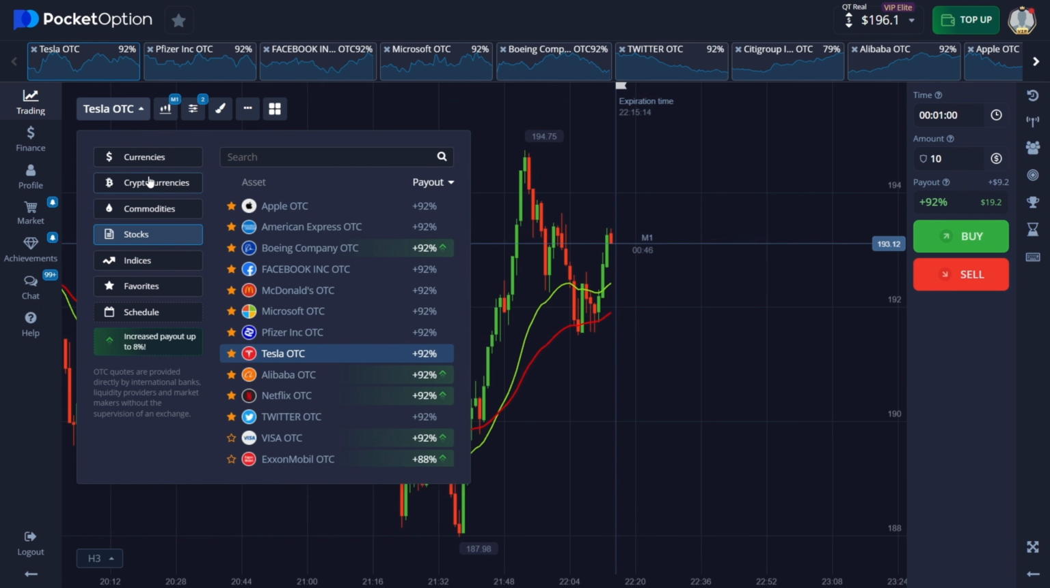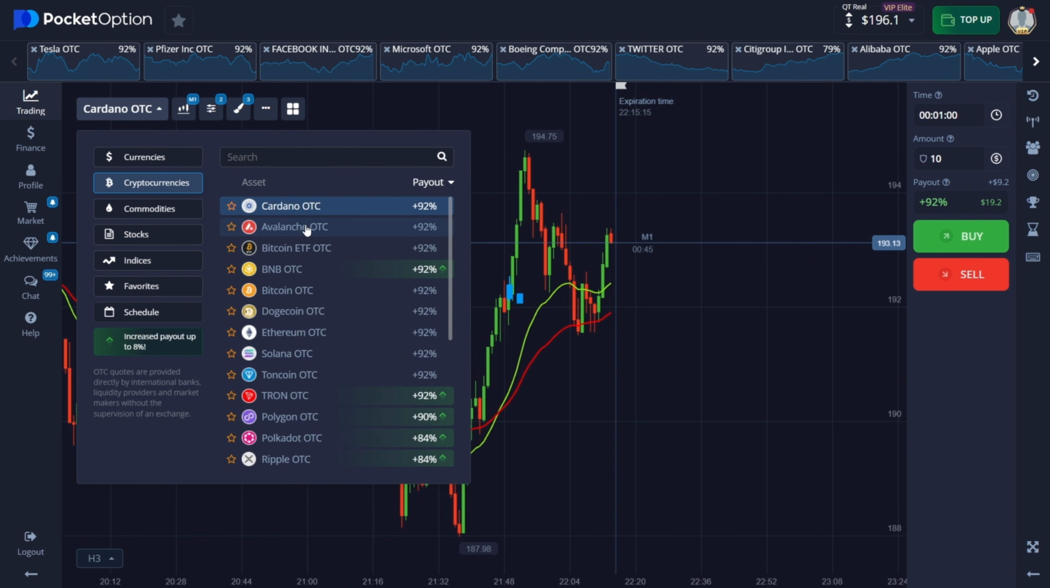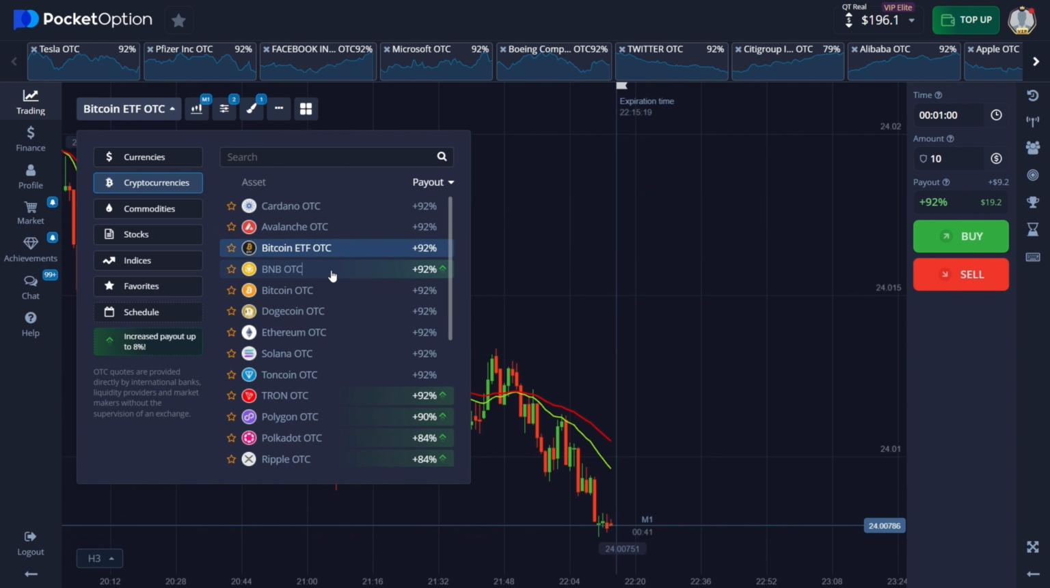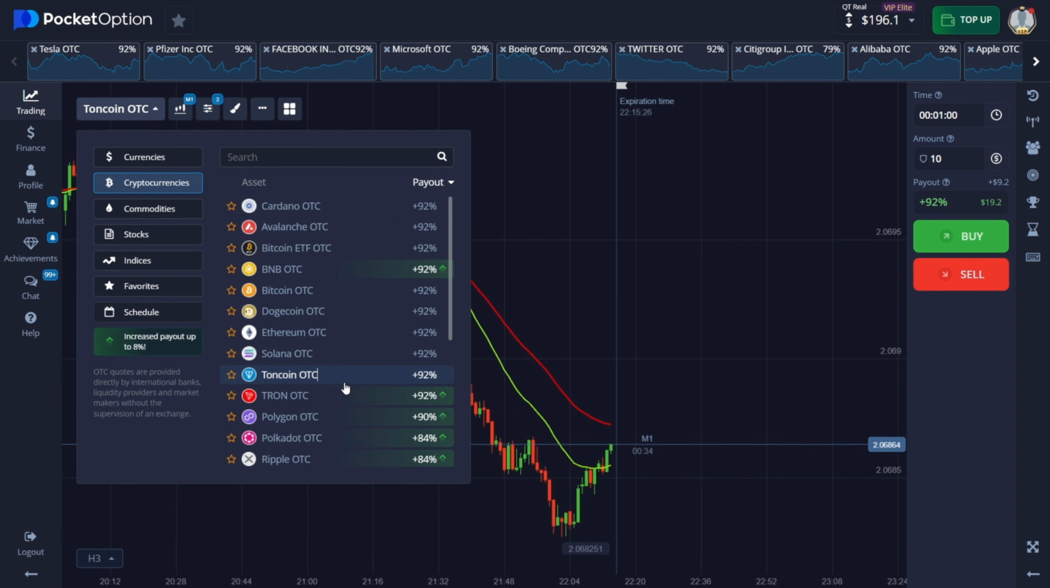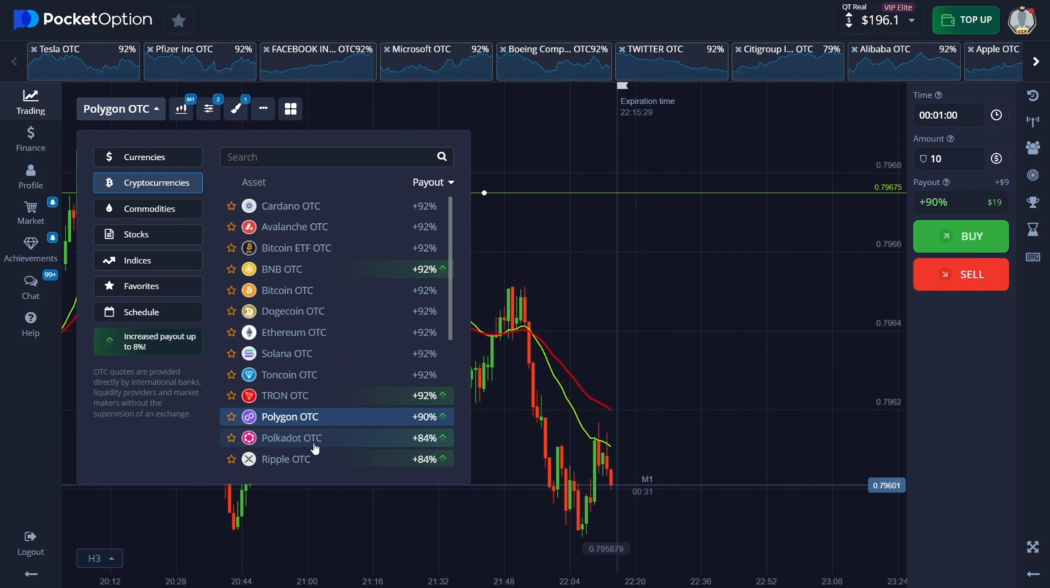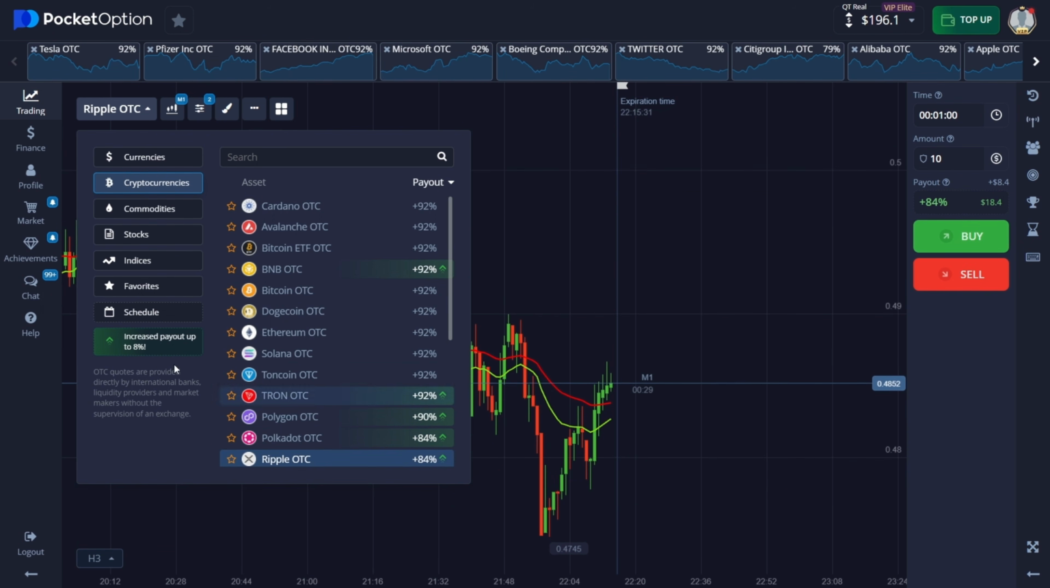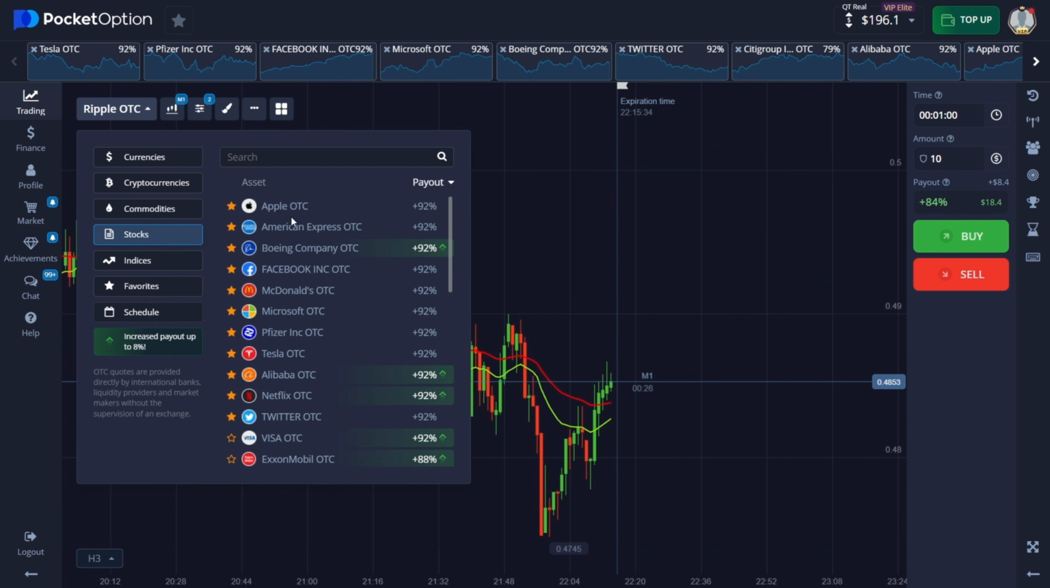Let's look for one more opportunity in the cryptocurrency sphere. Unfortunately, there are no trades available in cryptocurrencies, so let's come back to stocks.